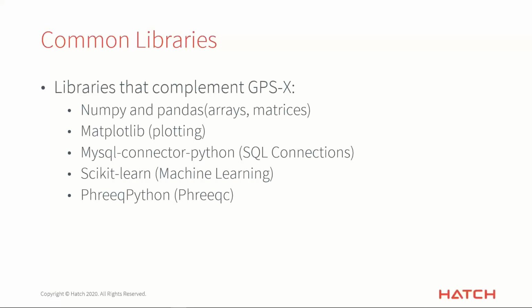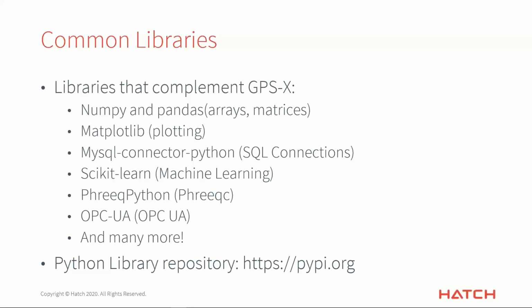PHREEQC, as we saw, is a way that you can interface directly with Phreeqc. OPC-UA is a way to communicate with OPC to get live data. And there's many, many, many more libraries available to you that you can explore depending on what you would like to do with Python. And just as a note, if you go to this URL, this is the Python library repository, and this is where pip gets its libraries from. So if you go here, you can see all of the libraries that are available to Python.